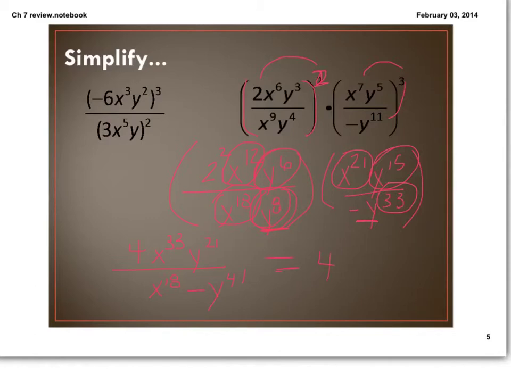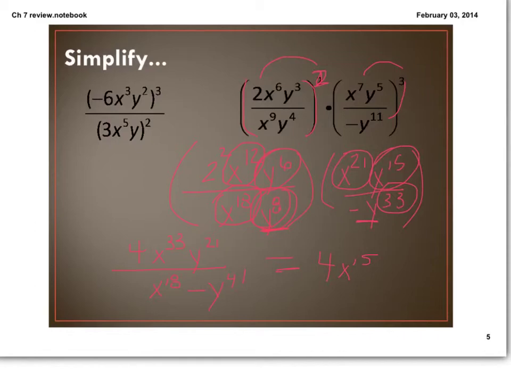So I'm going to have 4 x to the 33rd divided by x to the 18th. Remember, I'm going to subtract exponents. So 33 minus 18 is going to be 15. So that would be x to the 15th power.